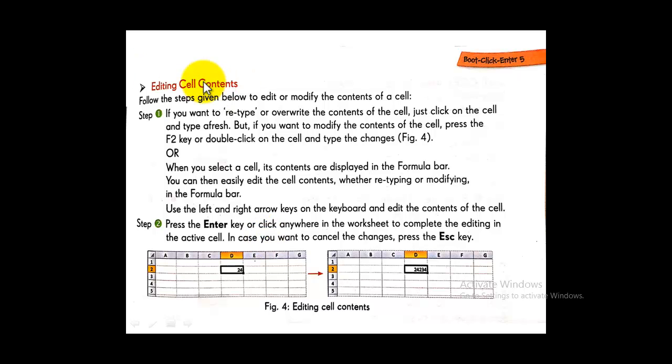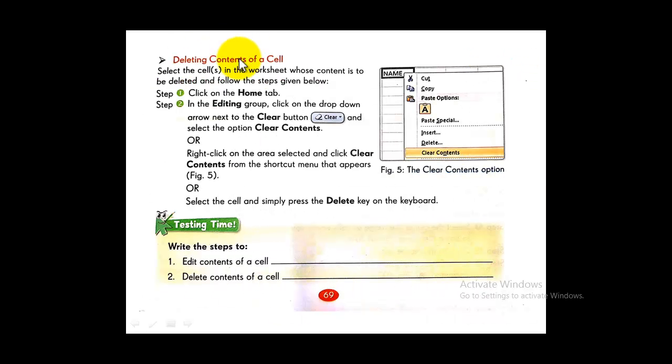Now after editing the cell contents, let's see how to delete the cell contents. The figure is given in figure number 4, editing cell contents. If you want to delete cell contents, let's see the steps. Now deleting contents of a cell, how we can delete the contents of the cell. Select the cell in the worksheet whose content is to be deleted and follow the steps given below.